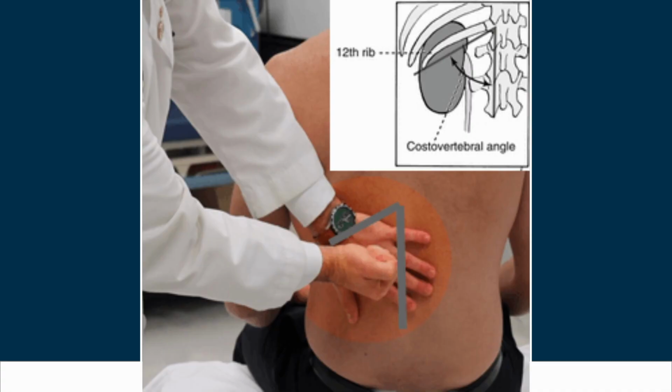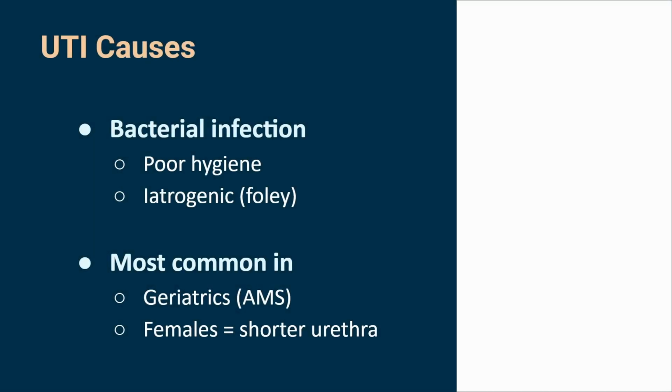Costovertebral angle. That's essentially pounding on a kidney. Now, UTI causes, like I said, largely poor hygiene. Does anybody know what the phrase iatrogenic means? Did you say Foley? Good job. No. It means we did it to them. It's when a medical treatment causes the issue, iatrogenic. If you have a Foley catheter, you are getting a UTI. You'll be delighted if you don't.